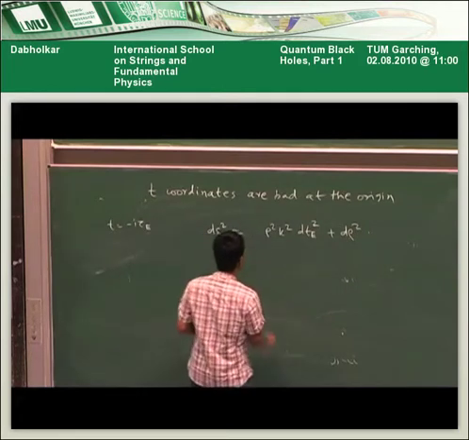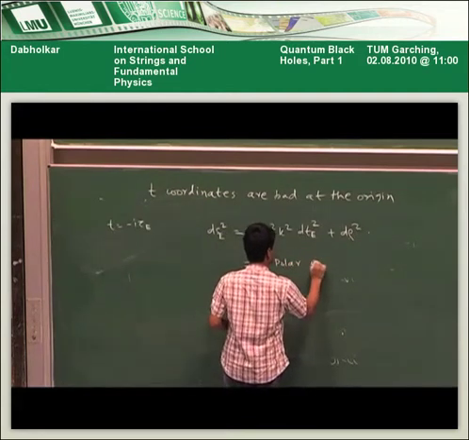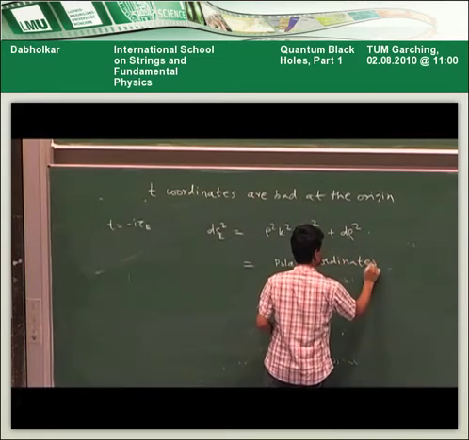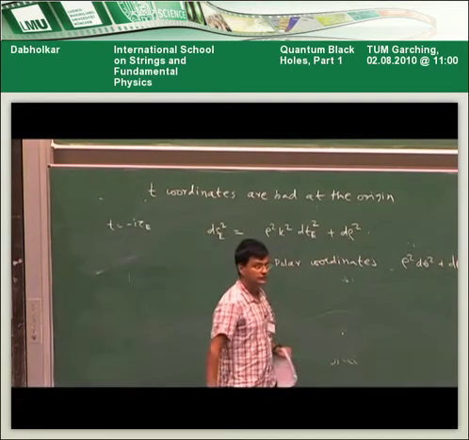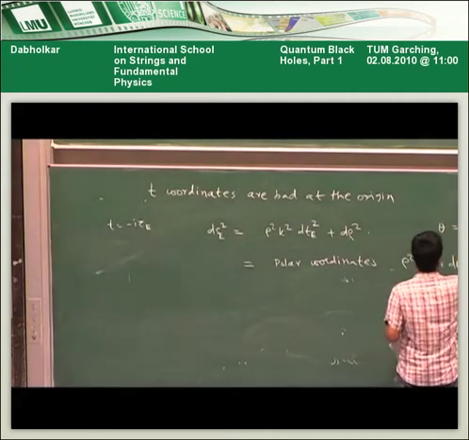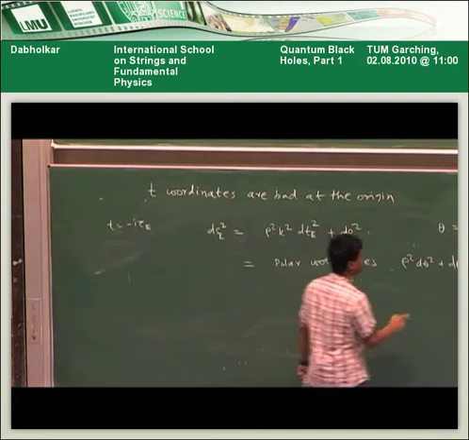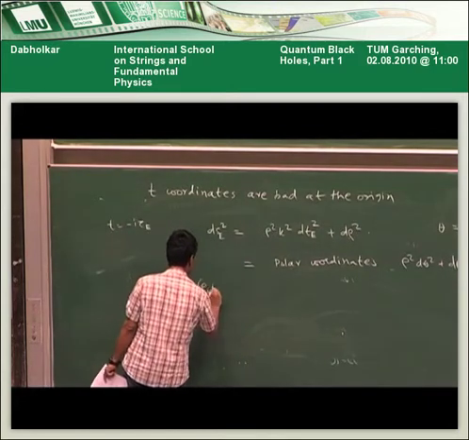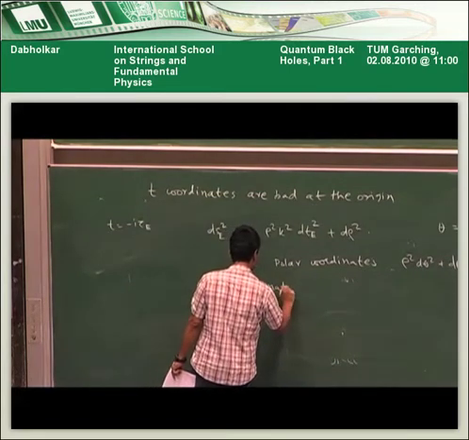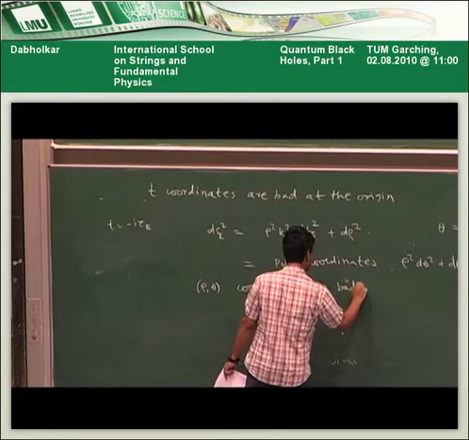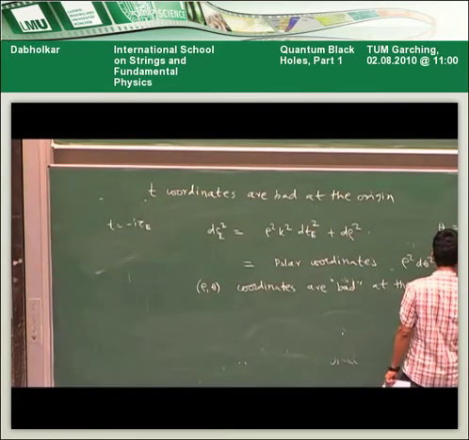But this you recognize immediately as polar coordinates: rho squared d theta squared plus d rho squared, where theta is equal to kappa times tau_E. And the rho, theta coordinates, the polar coordinates as you know, are singular at the origin. And we should use Cartesian coordinates.